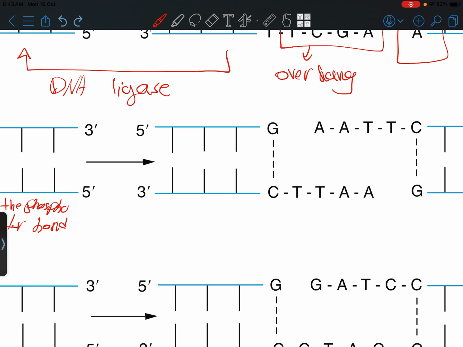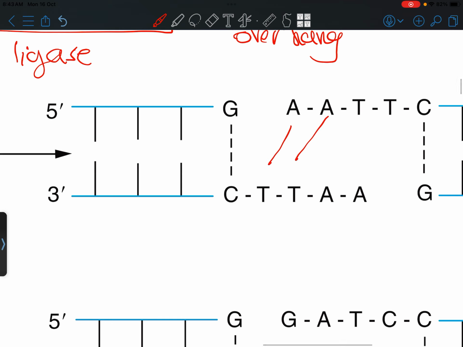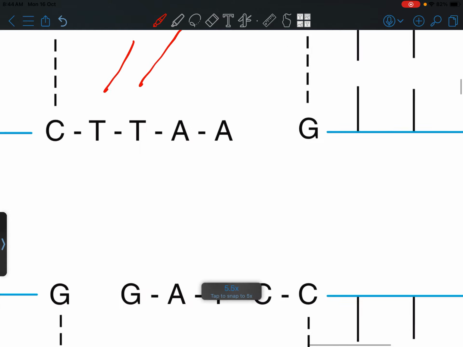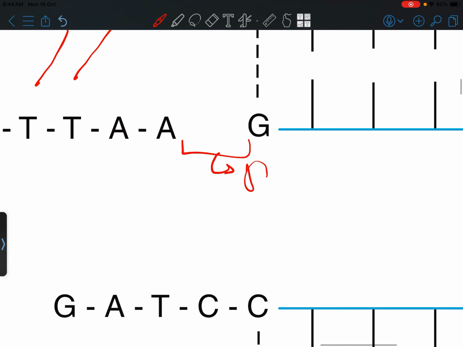But the problem is that what? We still have this gap and this gap. There's no phosphodiester bond here. This is where the DNA ligase basically comes in, and what it will do, it will create a new phosphodiester bond here, a new phosphodiester bond here, bringing the two strands together. Now we have another one piece of DNA.